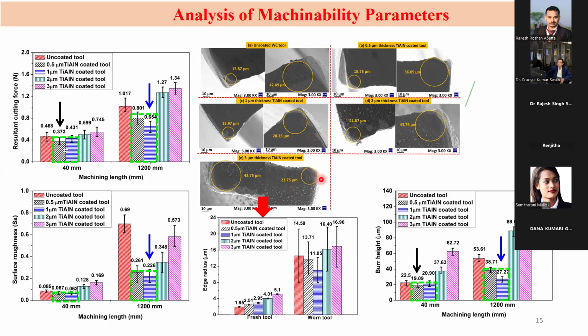So from here we can say that the coated tool having 1 micron coating thickness is showing the best result. So the first thing we concluded is that among different coating thicknesses for micro milling, we need a trade-off. We have to avoid the size effect, and again we have to keep the coating intact. For this, we have to choose a coated tool with coating thickness around 1 micron.